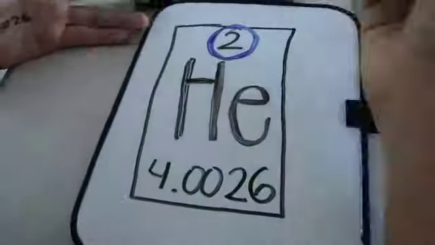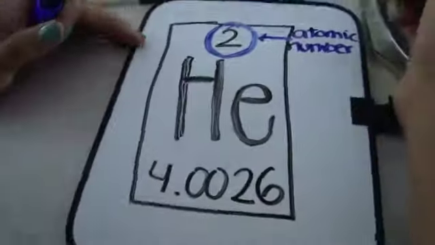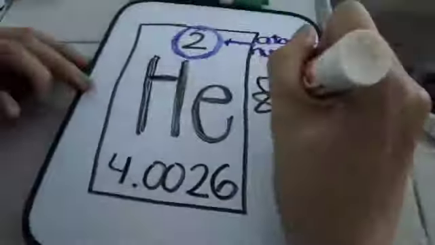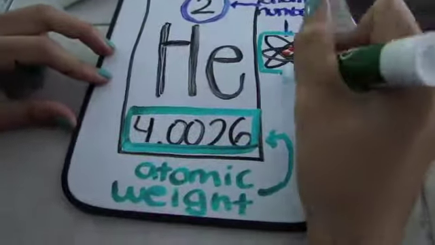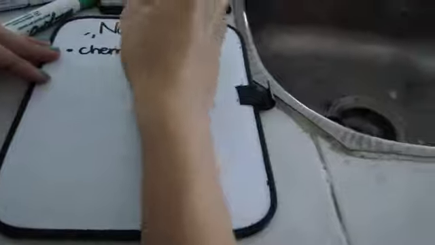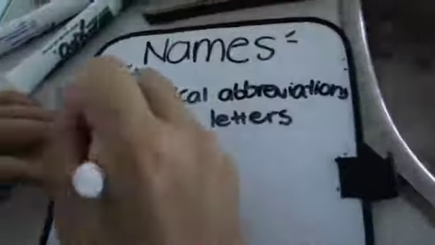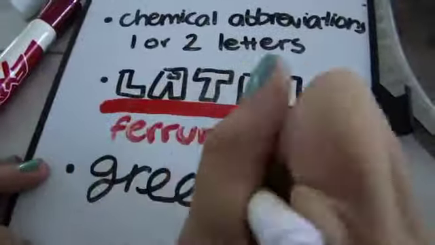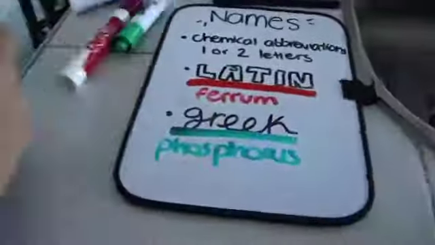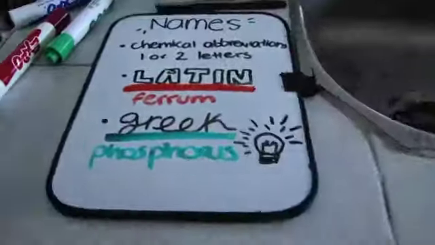The elements have a number at the top, which is the atomic number, the number of protons in an atom. The number at the bottom is the atomic weight, the total mass of protons, neutrons and electrons in a single atom. The names given, or chemical abbreviations, can be Latin names, ferrum for example, or Greek words like phosphorus.